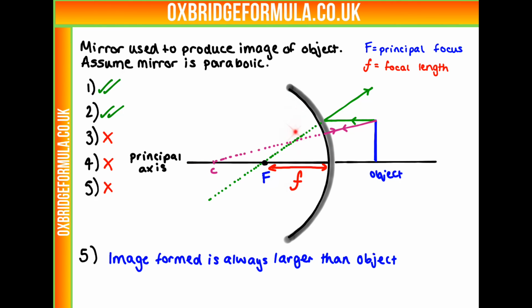And where our lines converge, that's going to be our image. And we can see this time our image is shorter than our object. So this statement is not correct. That means our final answer is answer D.